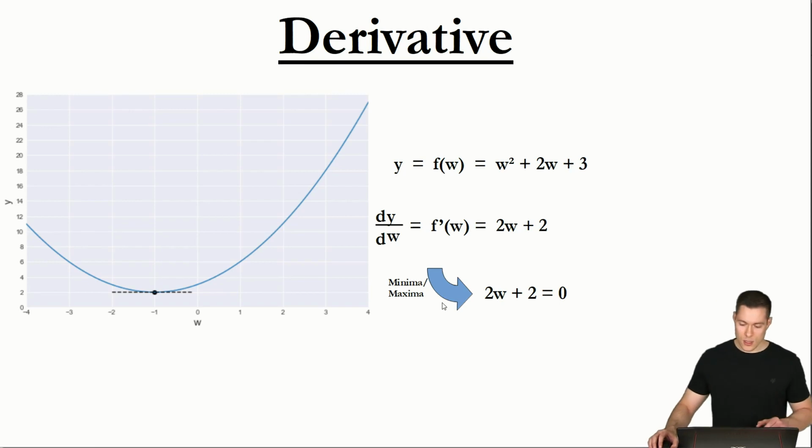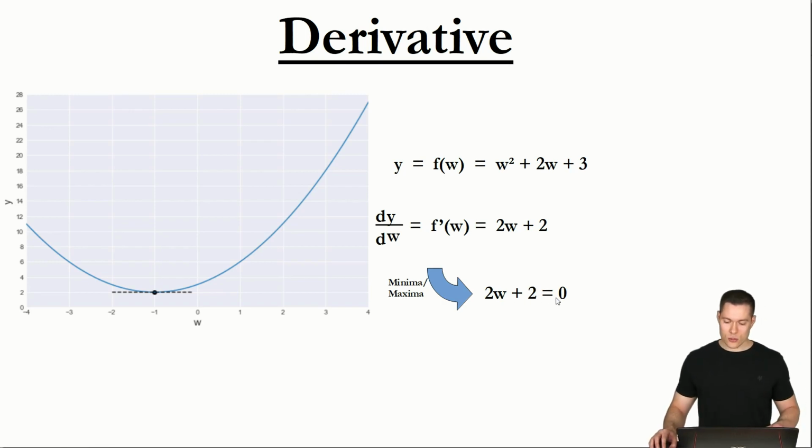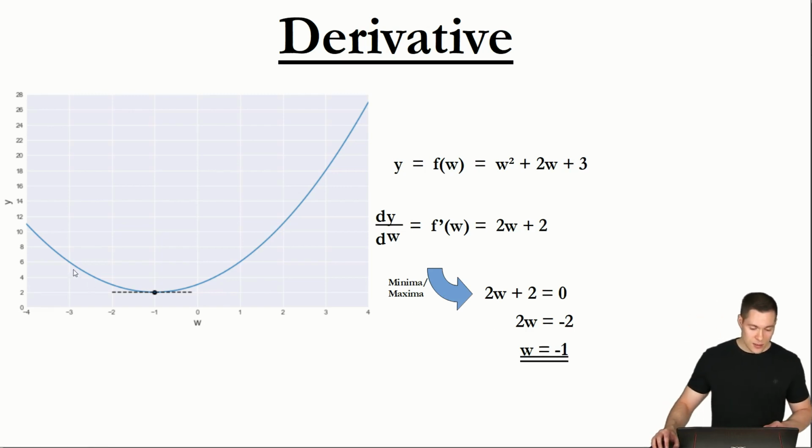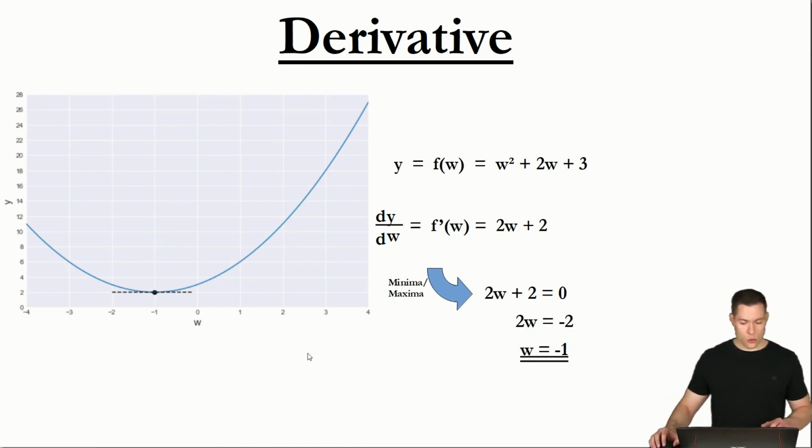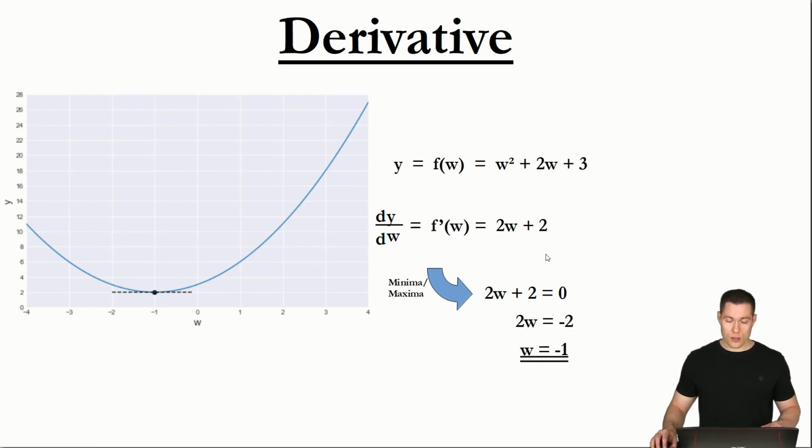So let's do that now. Therefore, let's bring this 2 over to the other side, and then we're going to divide both sides by 2. And then we get the solution that w is equal to -1. So when w is equal to -1, then the derivative of the function is 0, which means we are at a minimum or a maximum. And as we can see in this graph here, we are actually at a minimum. So this, for example, is one way how you can determine the minimum of a function.